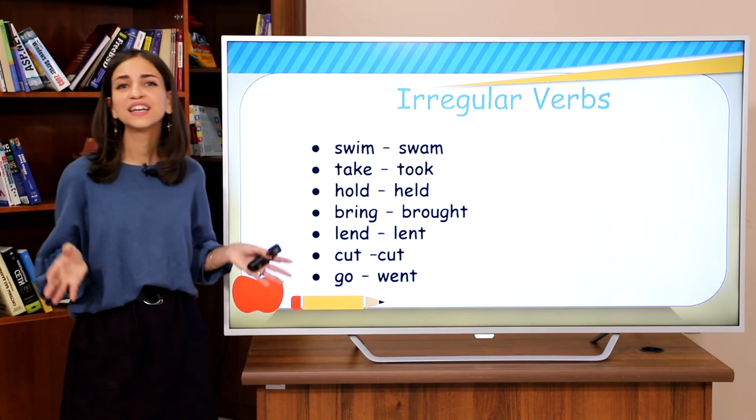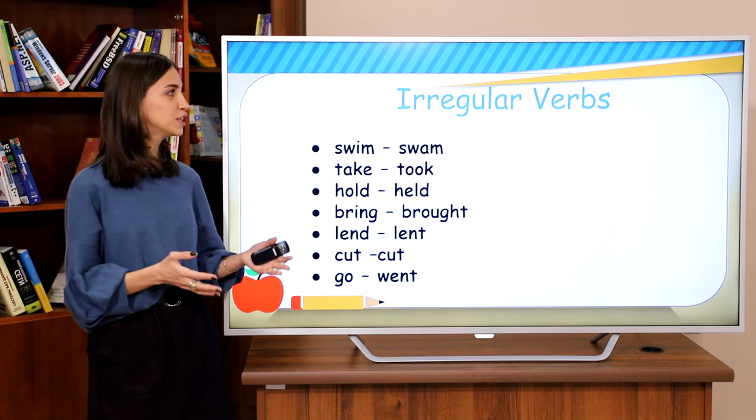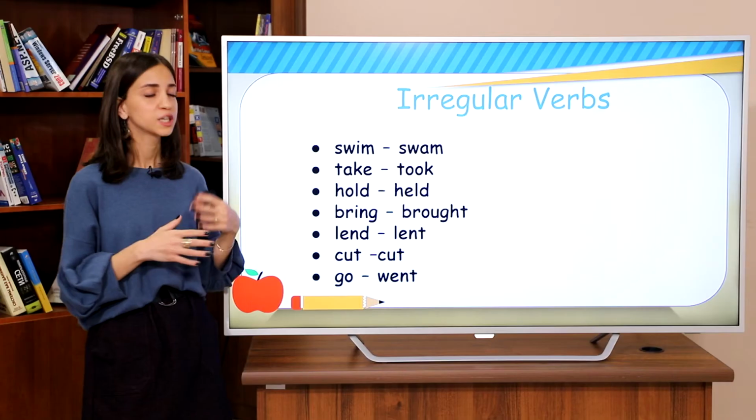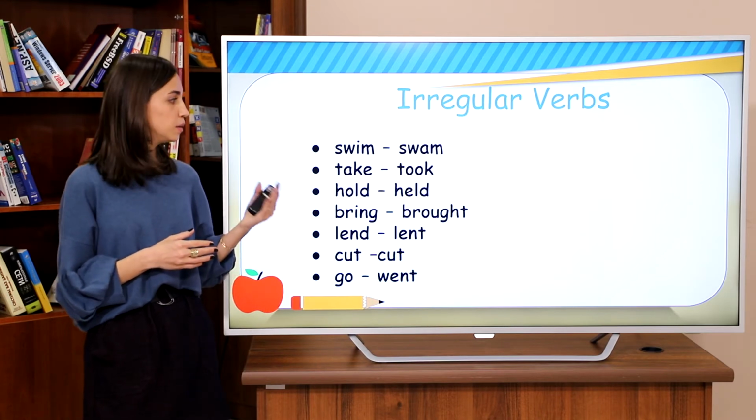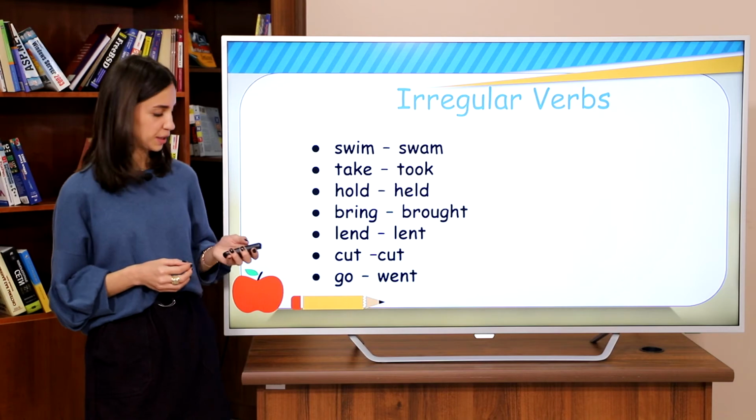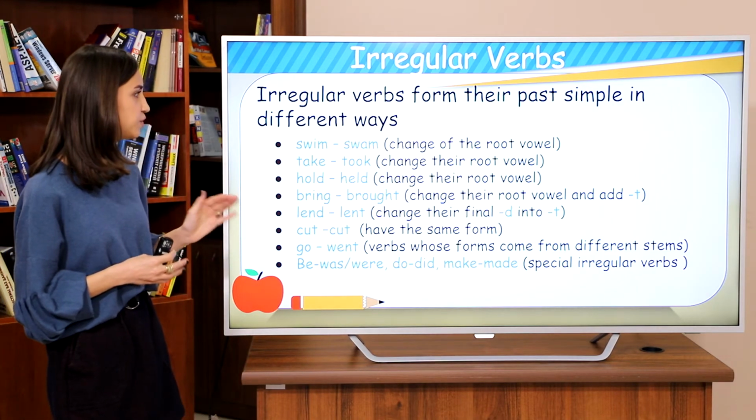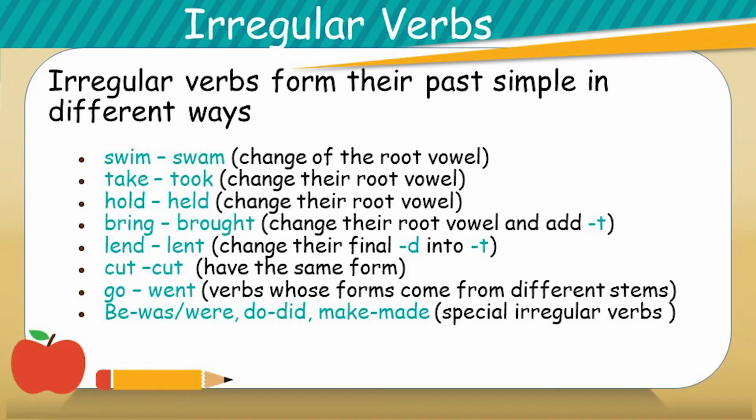So, now let's a little bit talk about irregular verbs. Այժմ եկեք խոսենք մի փոքր անկանոն բայերի մասին։ Ինչպես են կազմում անկանոն բայերը? Swim, swam, take, took։ Այսպիսով, անկանոն բայերի կազմության համար մենք օգտագործում ենք անկանոն բայերի երկրորդ հիմքը։ So, irregular verbs form their past simple in different ways. First, they can change the root vowel. For example, swim, swam. I is changed into A.